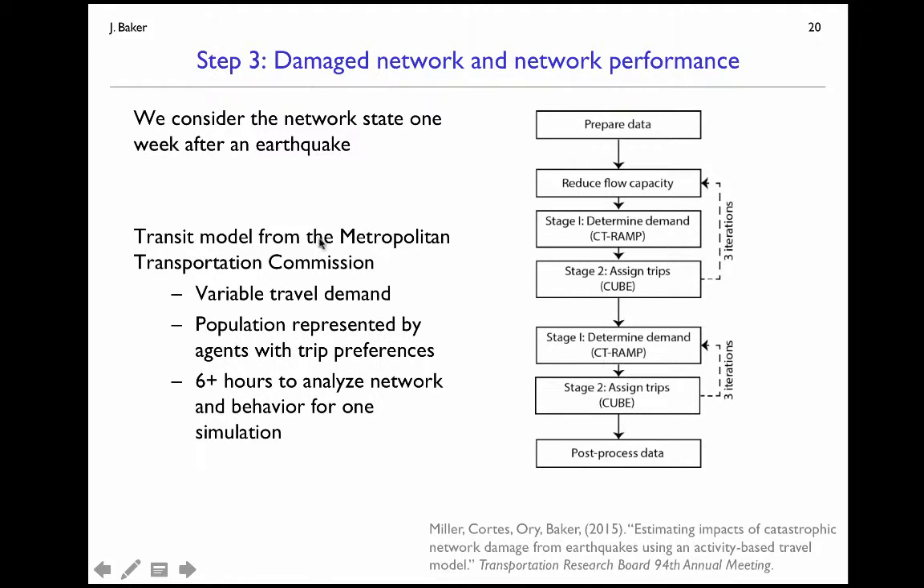So what we do is we're using a transit model for the Metropolitan Transportation Commission. It's an agent-based model, so the users of the network are represented by agents that have preferences for where they'd like to travel to, and they're going to alter that behavior or maybe forego trips depending on the congestion on the network. And when we analyze this network model, it takes on the order of 6 hours or more to analyze the network behavior.